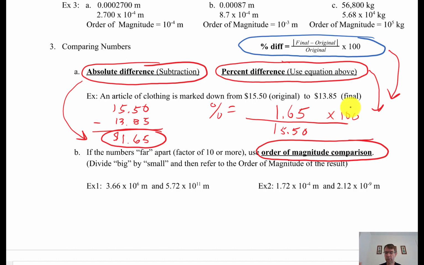It comes out as 0.1065. But if you multiply by 100, that equals 10.65%. All right, so my markdown in this case was 10.65% markdown or loss. That was what my savings was. That's 4 sig figs. You can do 4 sig figs there.